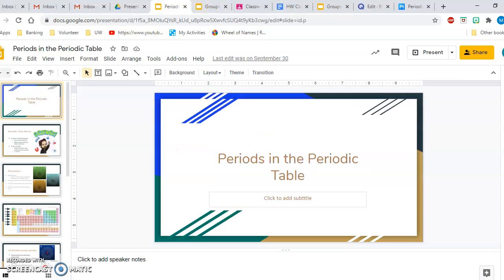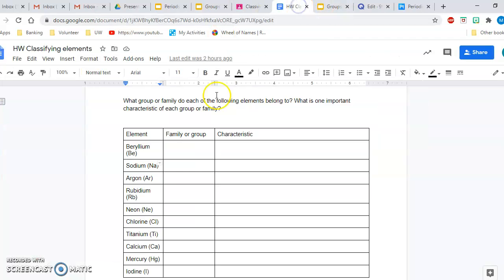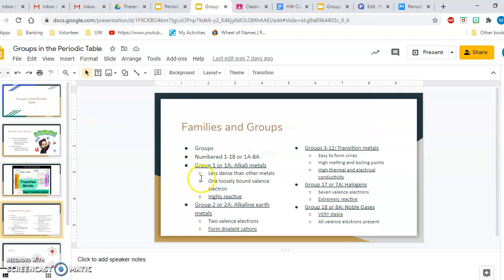I will also make sure that you have access to this old PowerPoint from last week. We learned our different groups of the periodic table. For example, sodium's in our first group, so I'd want you to write alkali metals. And then its characteristic. If we don't remember, our characteristics are on this slide number 4.